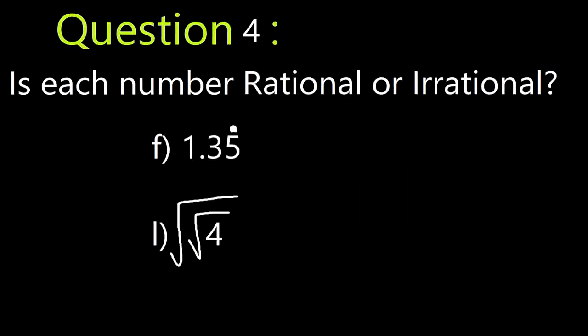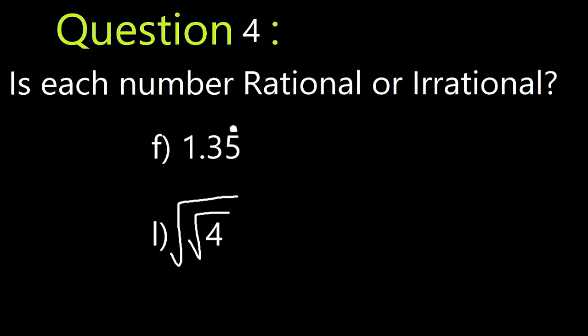Question 4, is each number rational or irrational? So a bit of a different question now. Now again, because we're doing the last row here, we're going to be doing F and L. So looking at F, let's get onto this one first. The first thing we're going to have to remember is what is a rational number and what is an irrational number. A rational number is another name for a number that can be represented in a fraction form. So irrational is the opposite, where we cannot represent it in a fraction form.